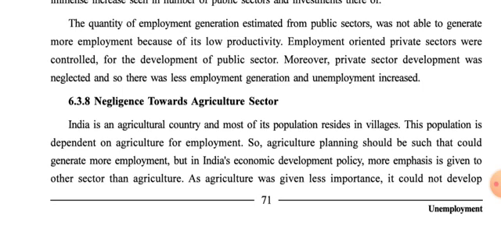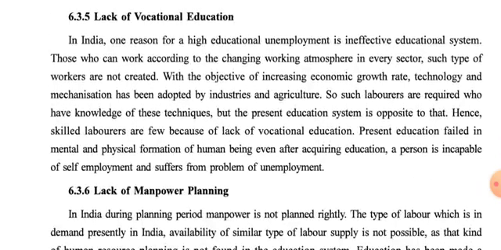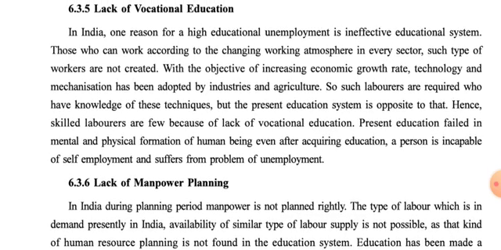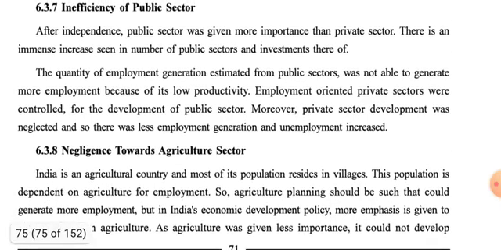Here we can see 2 types of unemployment. The first is educational unemployment in the initial 2 points, that is lack of vocational education and lack of manpower planning, because both of these points depend on education, and they show the inefficiency of the education sector and lack of manpower planning. Meanwhile, the inefficiency of the public sector means the government has failed to provide more employment, and along with that, negligence towards the agriculture sector means they are not able to develop this sector properly because of many limitations. Both of these result in the highest level of unemployment. So basically these 4 factors discuss the types of unemployment, that is educated unemployment and seasonal or disguised unemployment.